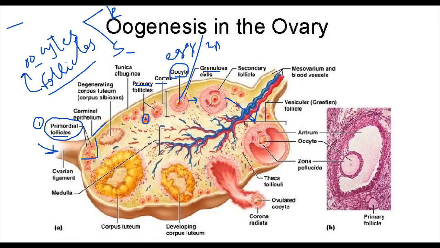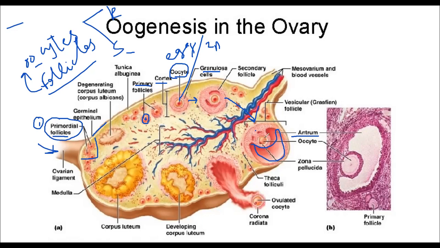Then this develops into the secondary follicle. The same egg is there inside. Slowly and steadily it is growing, and now after the secondary follicle, you can see that this is known as the Graafian follicle. This whole structure is known as the Graafian follicle. In this Graafian follicle, it has developed this fluid filled cavity. This is known as the antrum.